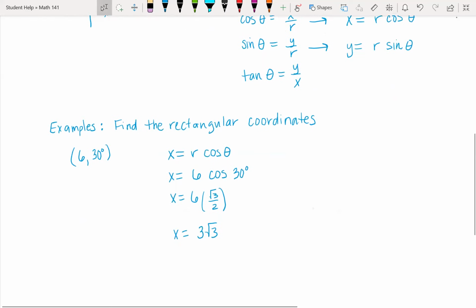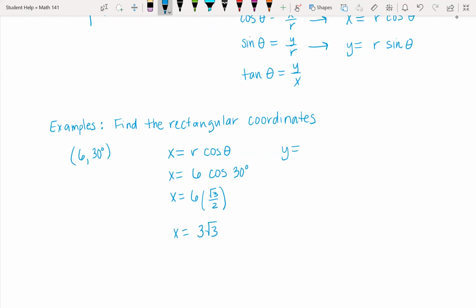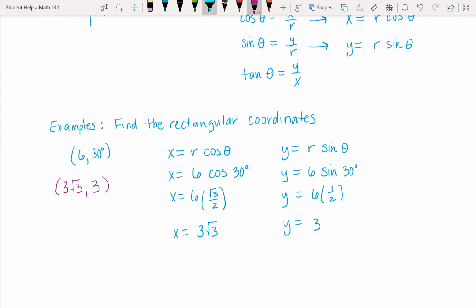We can do that same thing to find y. Y is going to be r times the sine of theta, or 6 times the sine of 30 degrees. The sine of 30 degrees is 1/2. So we're getting that y is equal to 3. So the rectangular coordinates for this are going to be 3 times the square root of 3, and then 3 for the y coordinate.